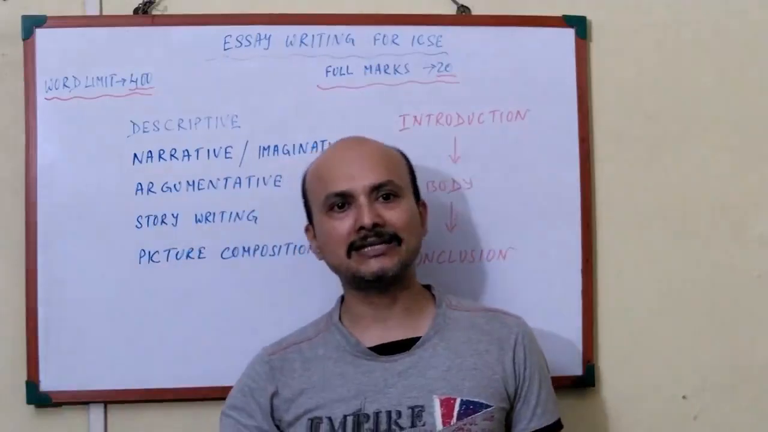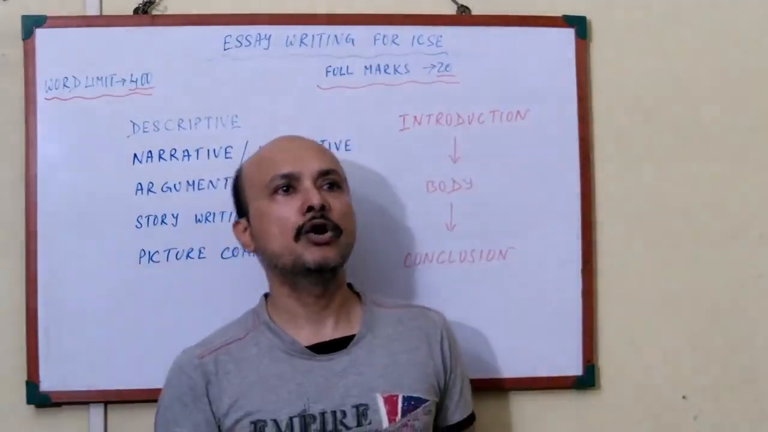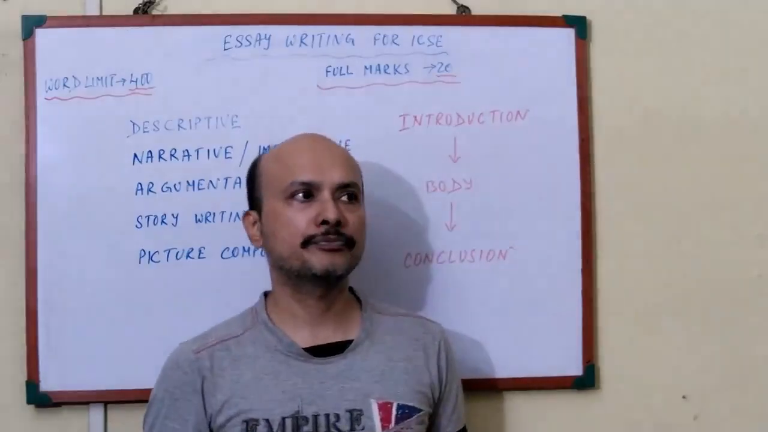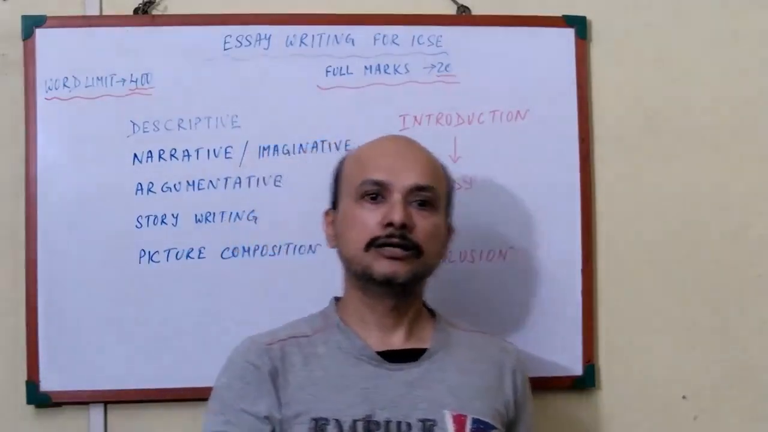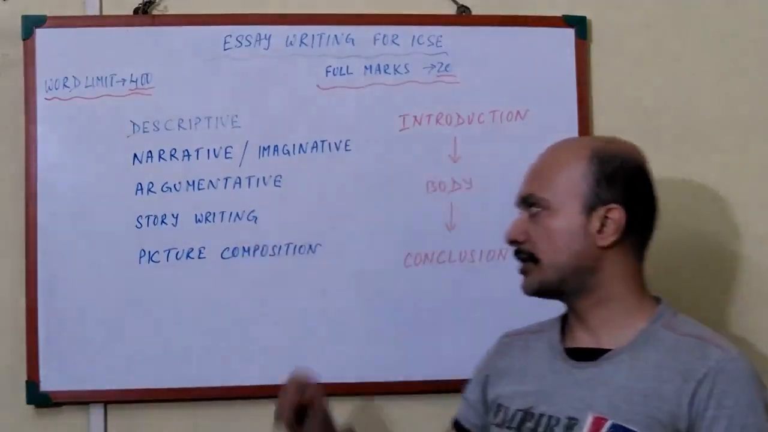So like this, you are either given an outline, or an opening sentence, or an ending sentence, or a theme. Write an original story in which the theme honesty is always rewarded is highlighted. So you are given a theme. So like this, story writing.